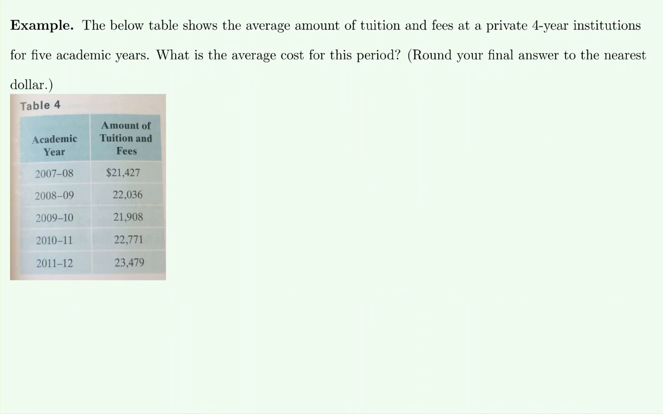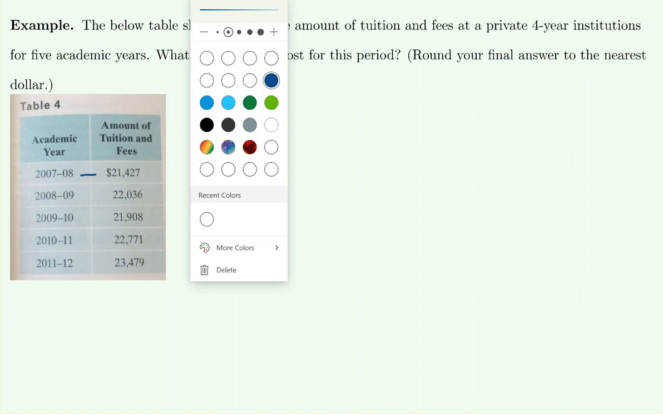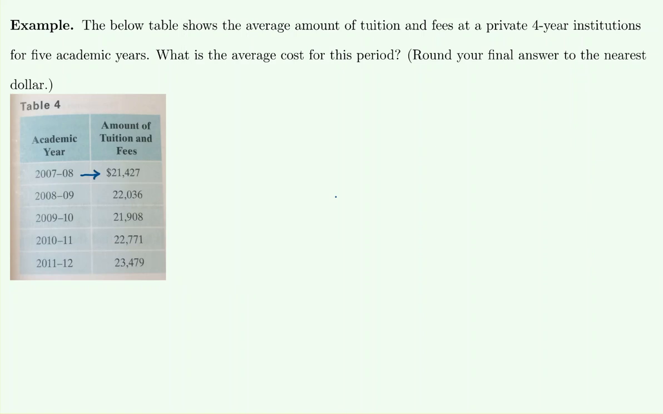Now, our next example goes over the idea of average cost, which comes up with the idea that you can add certain values and then find the average by dividing by how many values you added together. We've got a table that shows the amount of tuition and fees at a private four-year institution for 5 years. During academic year 2007-2008, all the way down to 2011-2012, the way we'd read the table is that during this academic year, this is the amount of tuition and fees. This is the next one, and so on and so forth.